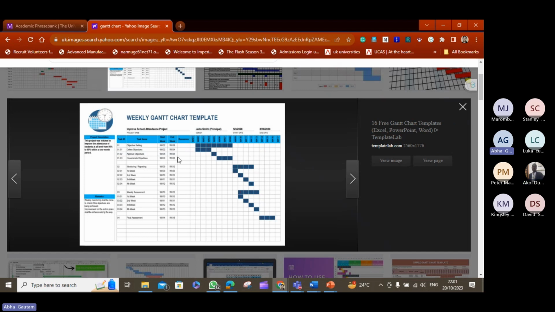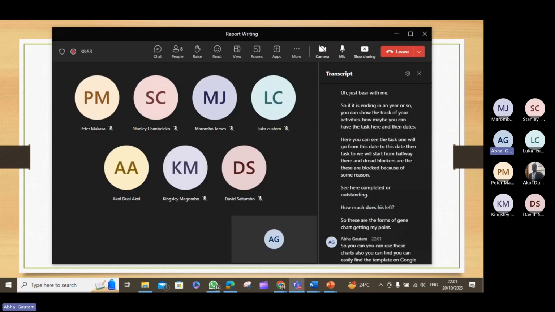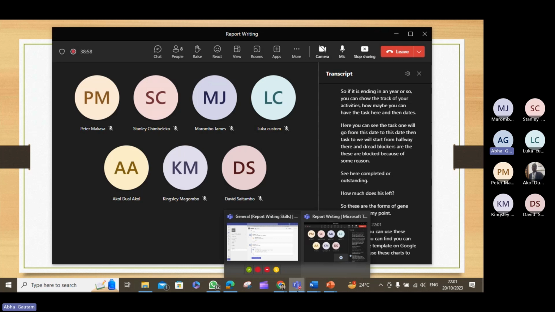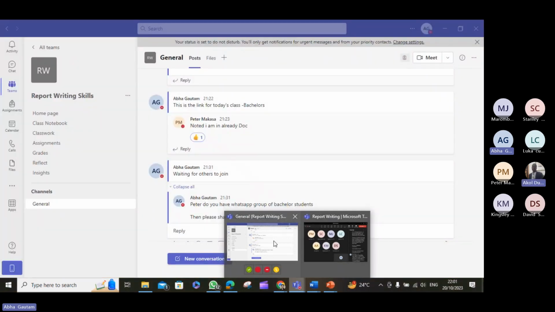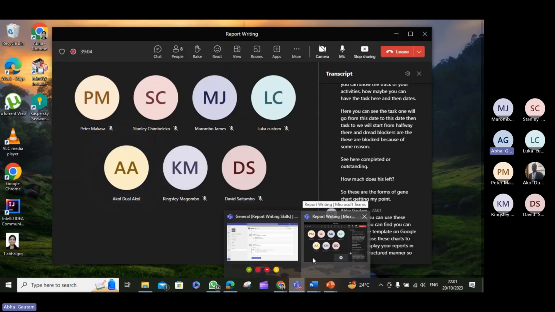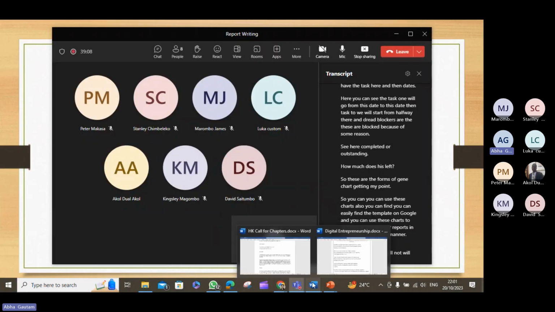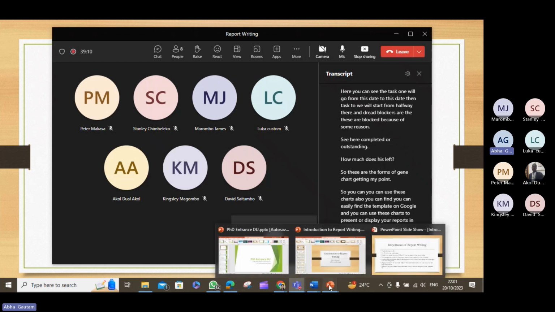Getting my point? So you can use these charts also. You can easily find a template on Google, and you can use these charts to present or display your reports in a very well structured manner, so your manager will not need to work so hard to find out what is happening.